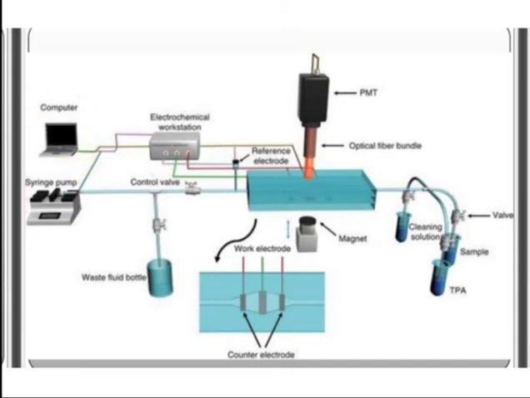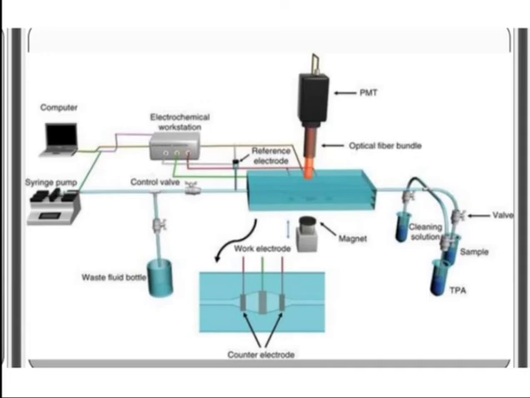See, initially sample is injected here. This is a syringe pump. Sample moves to the electrochemical workstation. Here is the control valve, from which the waste material can be discarded, and from this bottle the waste water can be collected.